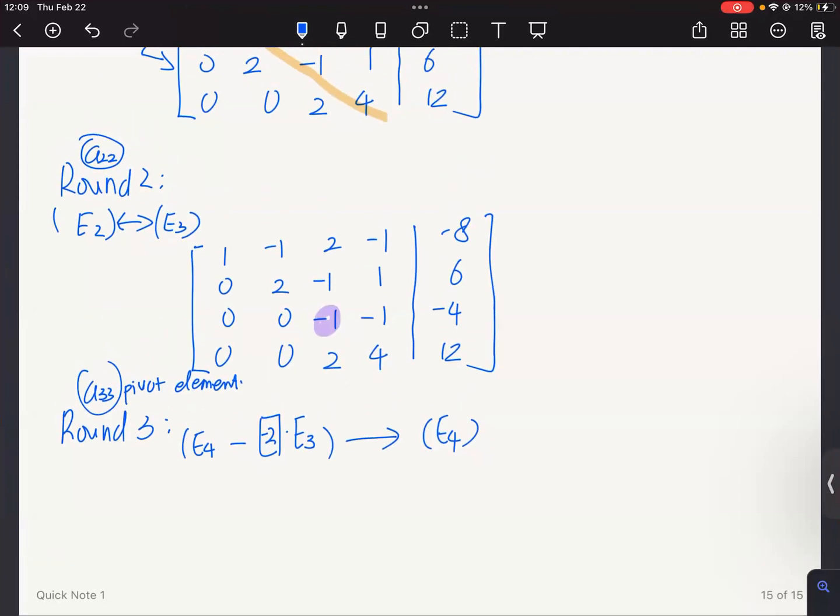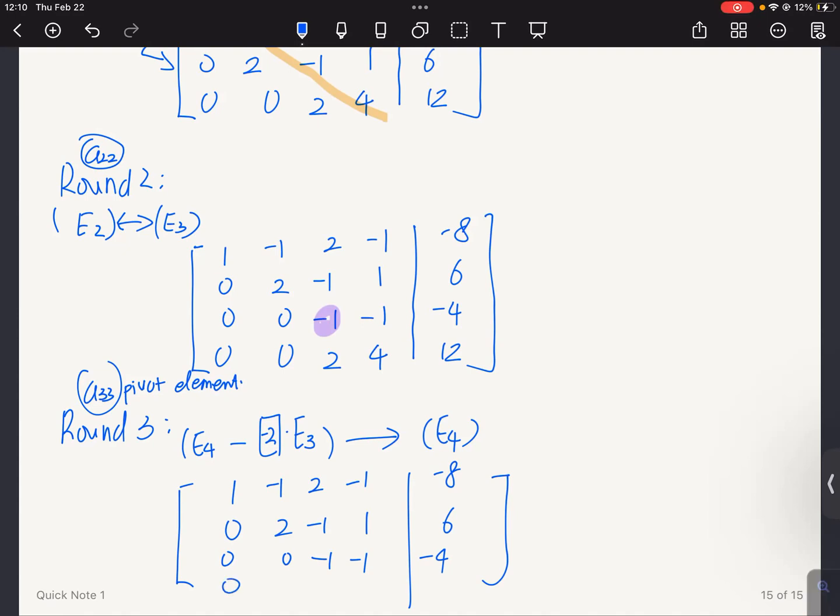After performing this row operation, you would get this: 0, 2, -1, 1, 6. 0, 0, -1, -1, -4. We haven't had any change for row 1 to row 3 for the third round, but we are updating the fourth row. And for the fourth row, we got this calculation. After the calculation, we get 0, 0, 2, 4.